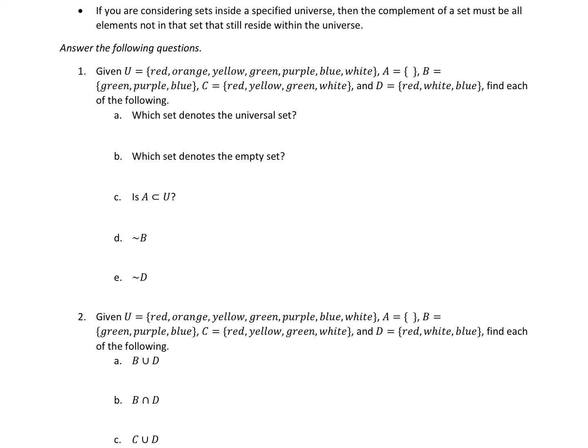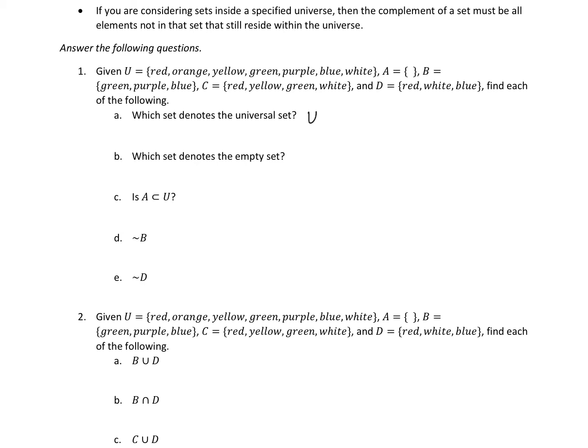B is the set that contains the colors green, purple, and blue. C is the set that contains the colors red, yellow, green, and white. And D is the set that contains the colors red, white, and blue. Find each of the following. Which set denotes the universal set? The universal set is denoted with the U. So set U is the universal set.